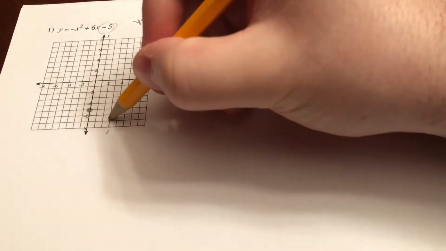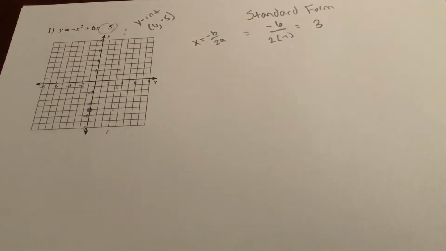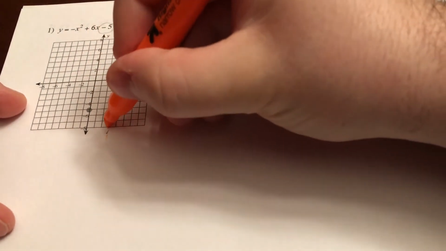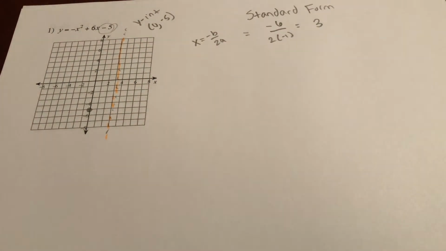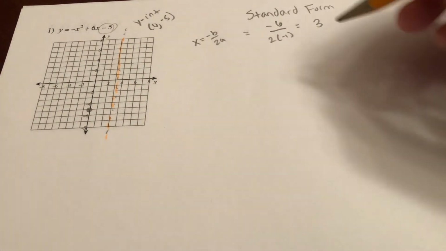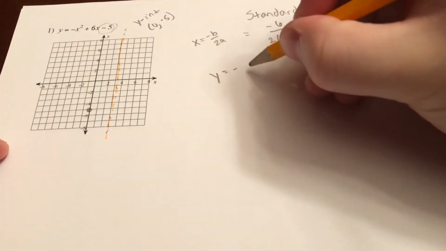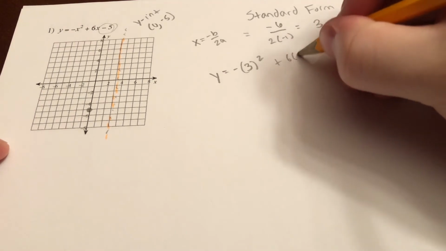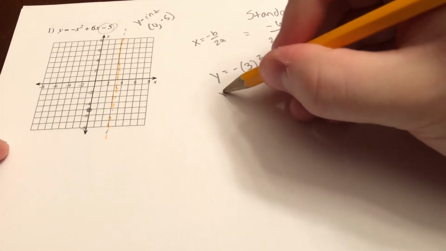So let's do this. Make that clear. You need to make sure you draw that axis of symmetry, but I'm going to make that much clearer with a highlighter. And the vertex, we find the vertex by plugging the 3 back in to our equation to find the y value for the vertex.